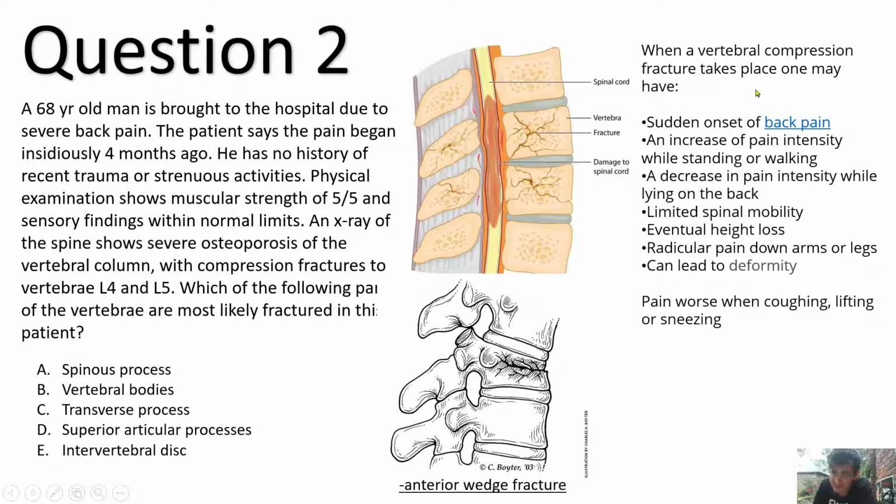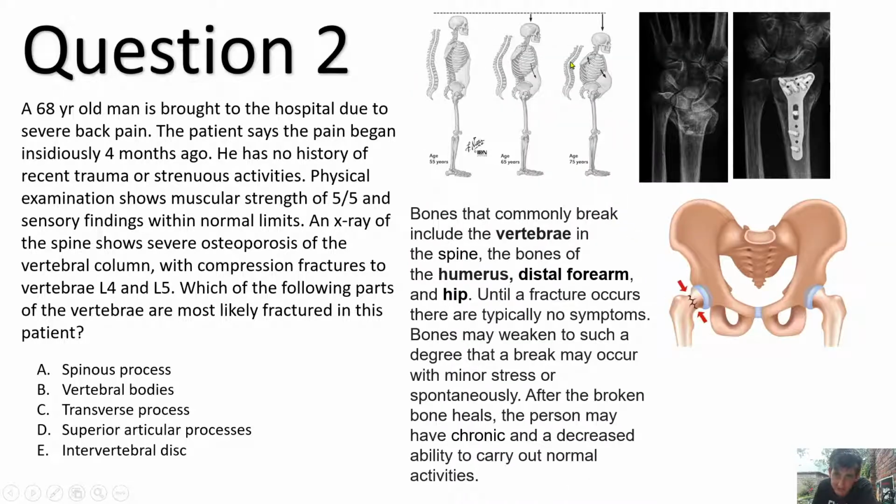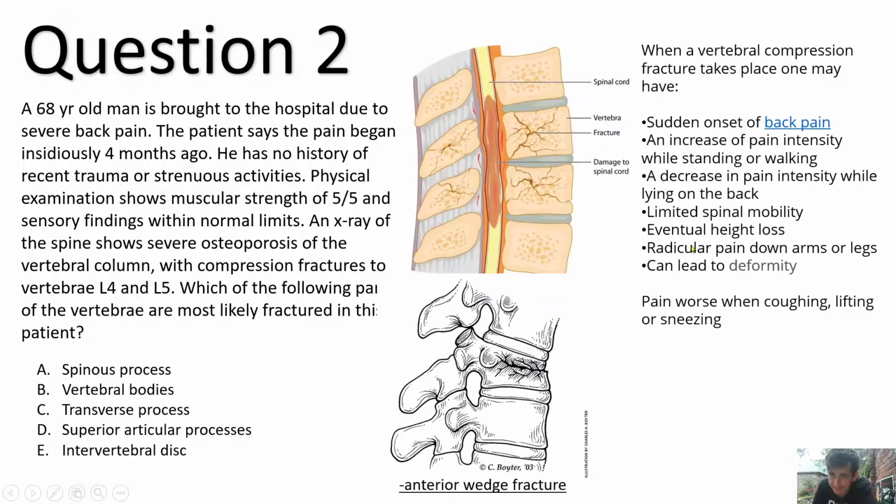When a vertebral compression fracture takes place, someone's going to have sudden onset back pain, an increased pain intensity while standing or walking, decreased pain while lying down on their back, limited spinal mobility, eventual height loss, which we saw here, radicular pain down arms or legs. I think they can have that, but I mean, it would make sense that the spinal cord gets damaged, but it depends.